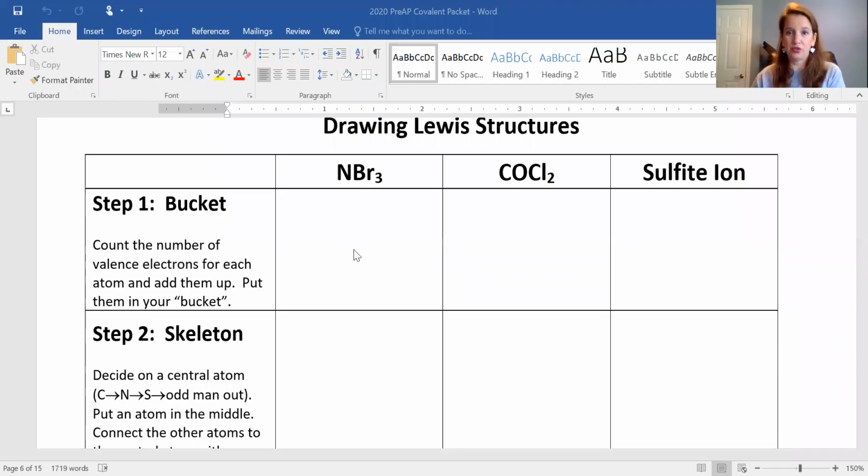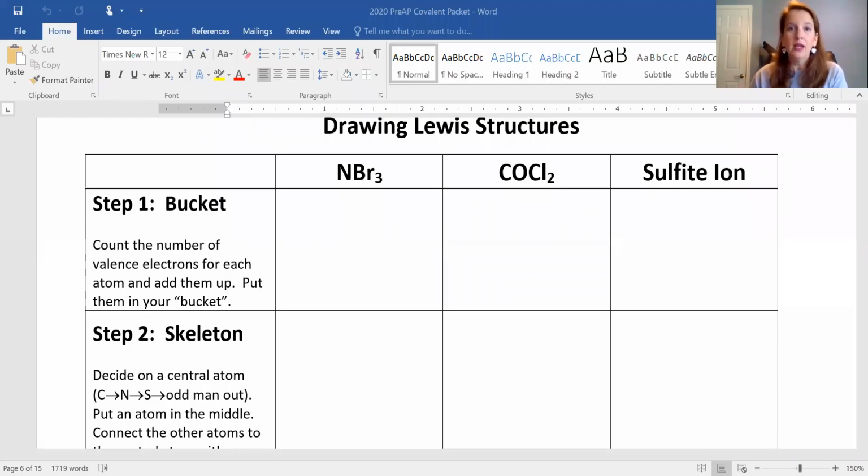But our buckets are very, very special because their job is to hold valence electrons. They have a very, very important job. When you're drawing Lewis structures, it's very important to fill your bucket, meaning count your valence electrons and put them in your bucket. That way you know how many valence electrons you have to work with to draw your Lewis structure. So we're going to be on page 6 in your packet. We're going to go over how to draw these Lewis structures.